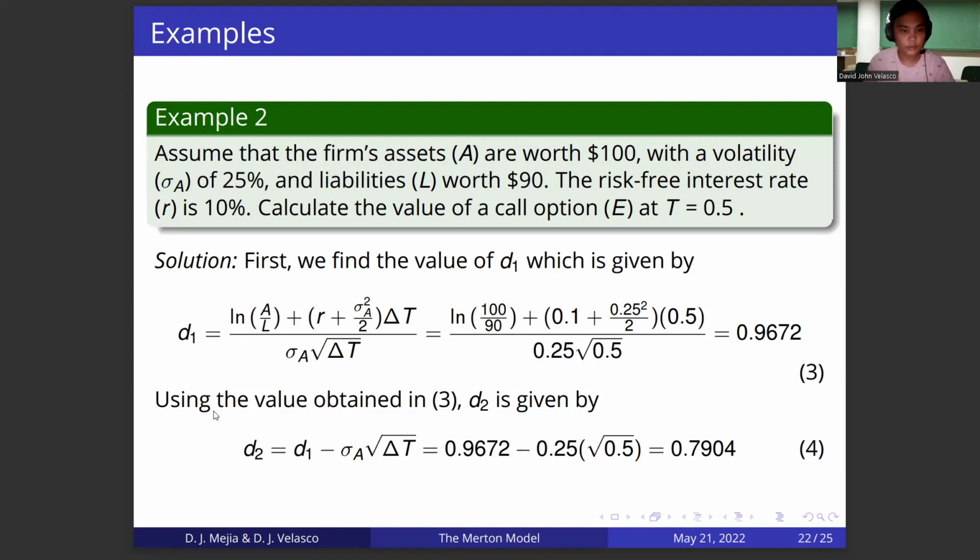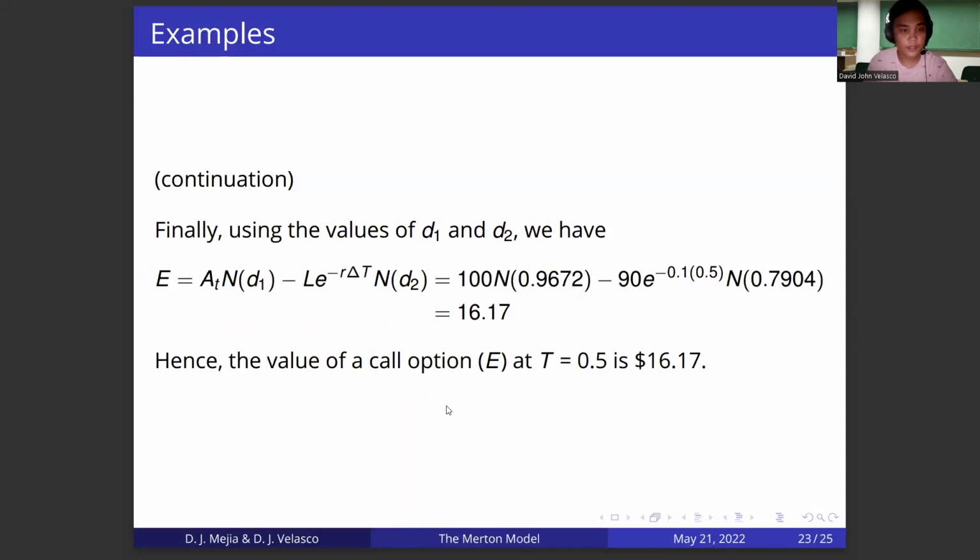0.9672. Now, using the value obtained in 3, d sub 2 is given by d sub 1 minus the asset volatility times the square root of delta t, which is equal to 0.96782 minus 0.25 times the square root of 0.5, which is equal to 0.7904. And finally, using the values of d1 and d sub 2, we have this equation for the equity. And we substitute the values, we will get 16.70. And hence, the value of a call option at t equals 0.5 is $16.17.